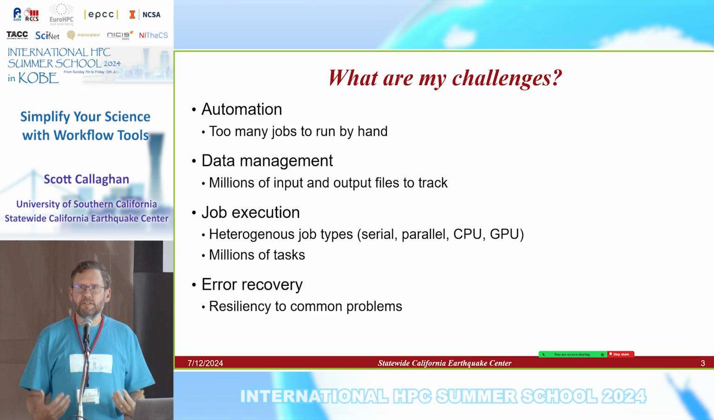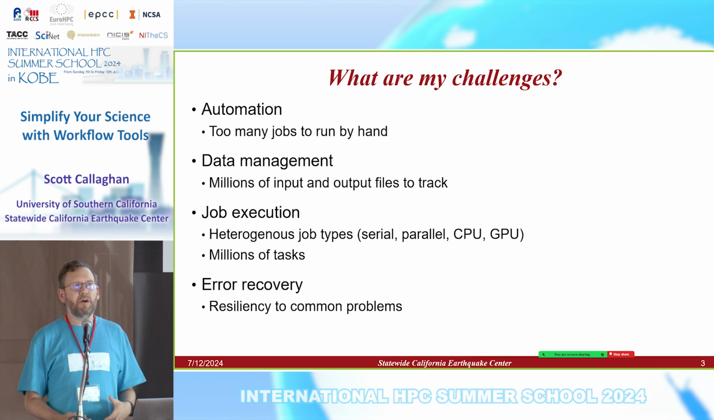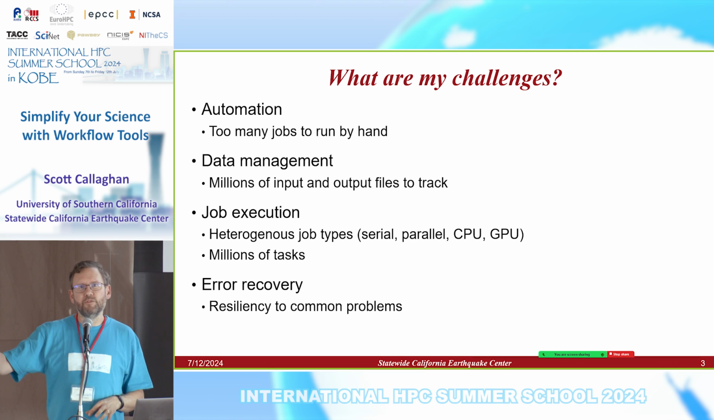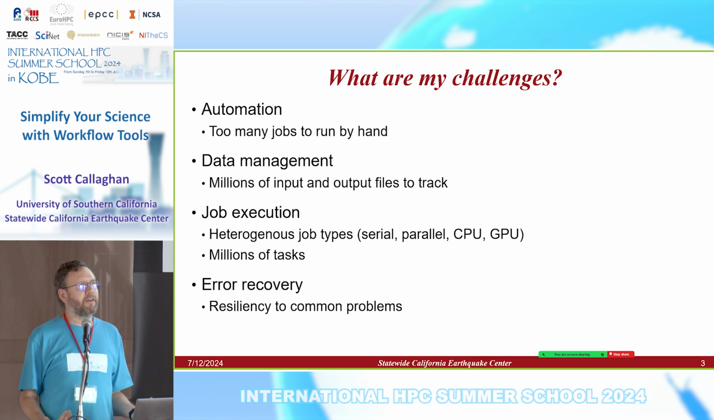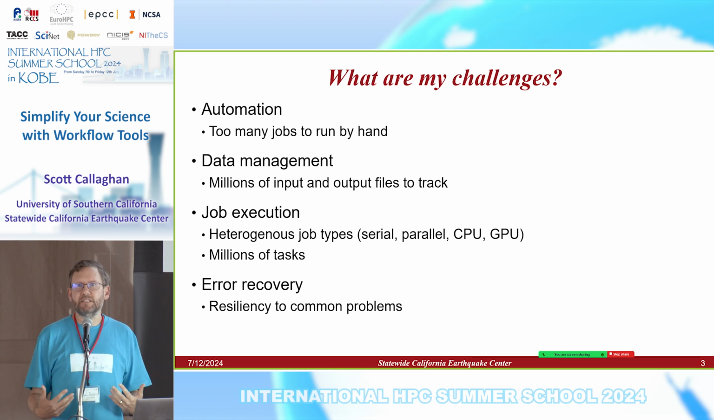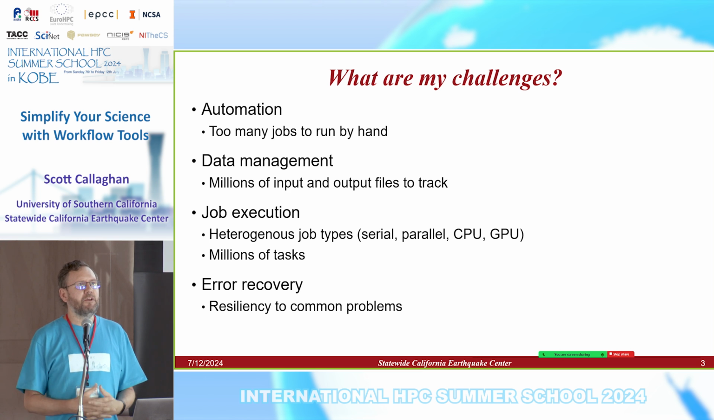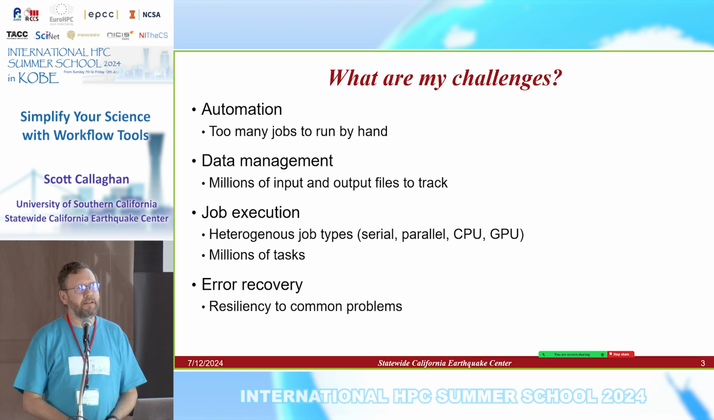There are challenges related to job execution. Those 26 million tasks are many different kinds of jobs. Some of them are serial, some of them are parallel. Some of them are CPU, some of them are GPU, but I need to somehow have a way to get them all onto nodes that will run them. And lastly, with this many files and this many jobs, things are going to fail sometimes. It would be nice if I had some kind of resiliency to common problems that I encounter, so things don't just blow up if the file system is having a hiccup that day.